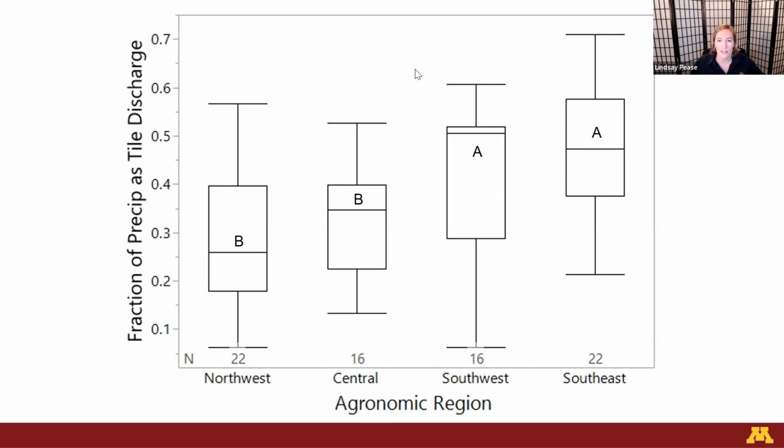And I think that's really because a lot of our precipitation does fall as snow. And as I mentioned before, our ground is frozen for part of the year. So tile drainage in winter is really not moving a lot of water.